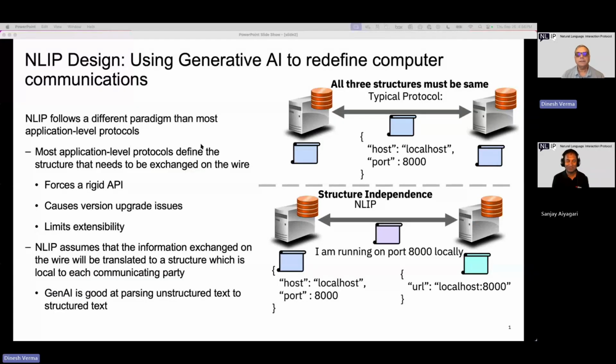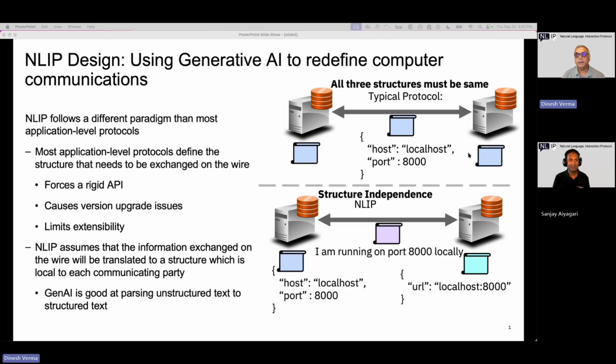Thanks, Sanjay. Let me illustrate it by an example. Let's consider a client agent which is trying to register its information to a server registrar. Now, with traditional API design, the registrar will export an API. For example, it will say, you must give me your host that you are running at and the port number. And the structure has to be rigidly enforced by the client on the wire and at the server.